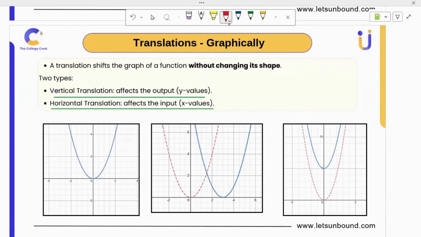Now, vertical shift. The graph is shifted upwards, but everything else is the same. So x is still 0, but here the point is (0, 0) and here it is (0, 5). The output value has changed here, right?